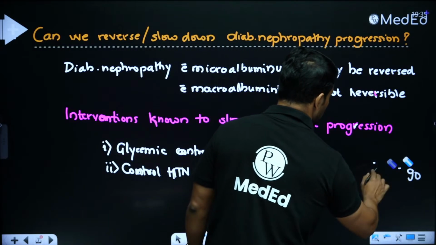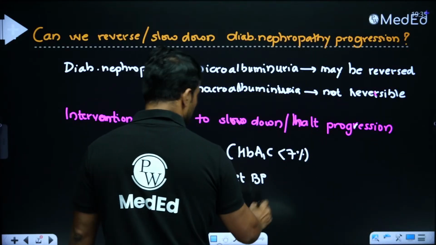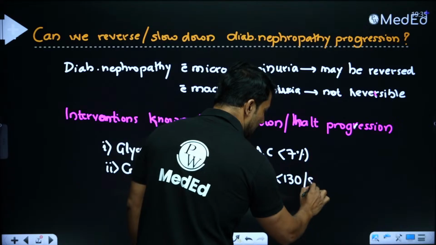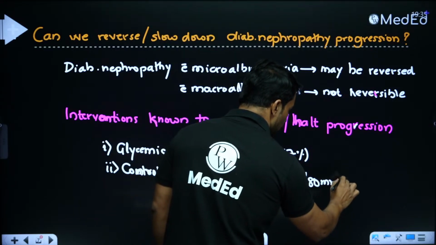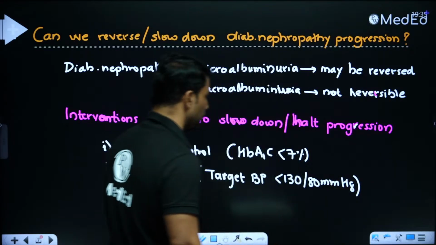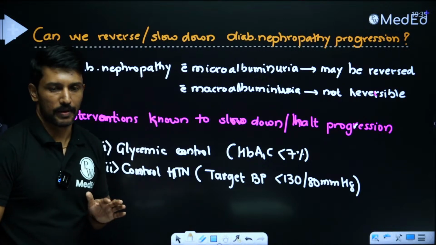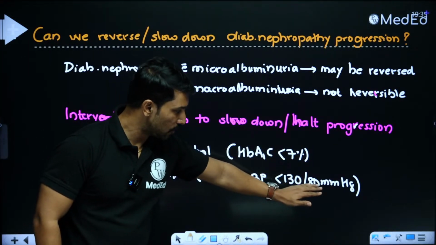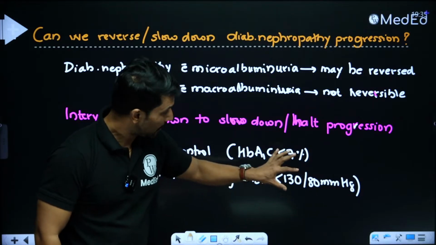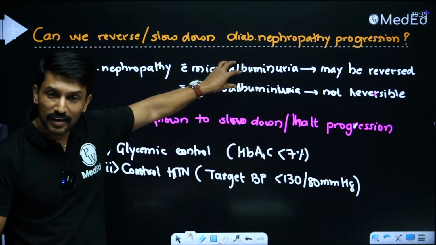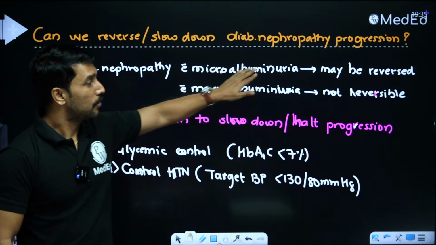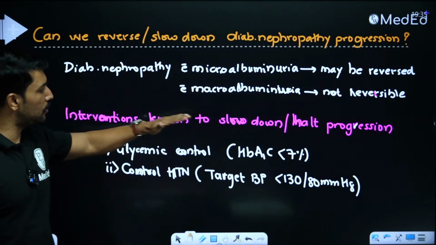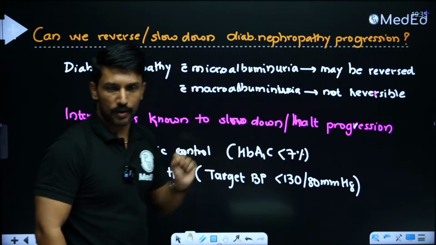What is the target? I think Chandan wrote it perfectly. The target BP should be less than 130 by 80 millimeters of mercury. That should be our target BP. So get the HbA1c less than 7%, get the BP less than 130 by 80. If you're able to do this in a patient who is still in the microalbuminuria stage, you may be able to reverse his nephropathy. If he's in the macroalbuminuria stage, at least you can slow down or halt the progression.